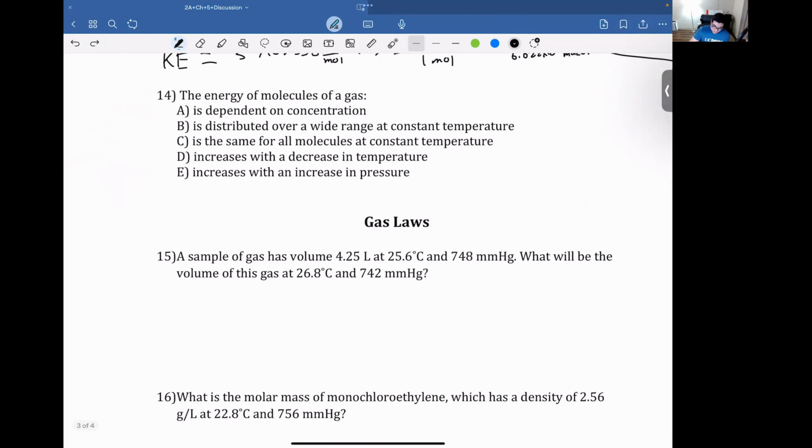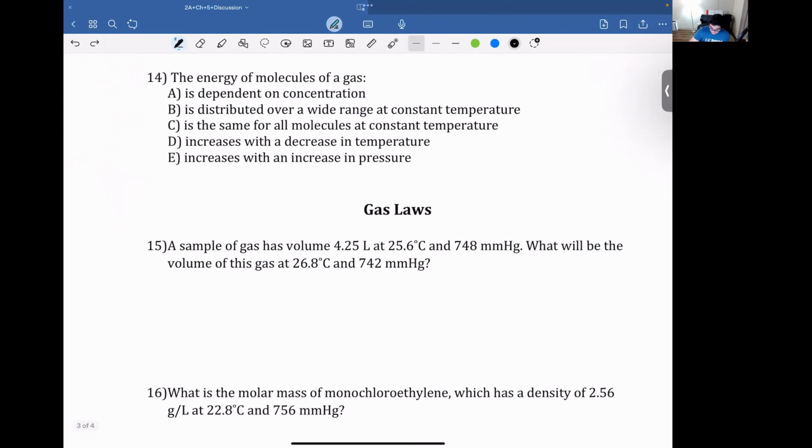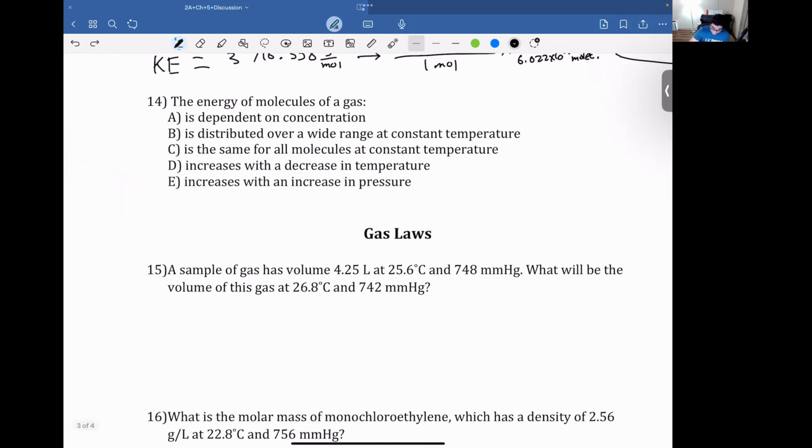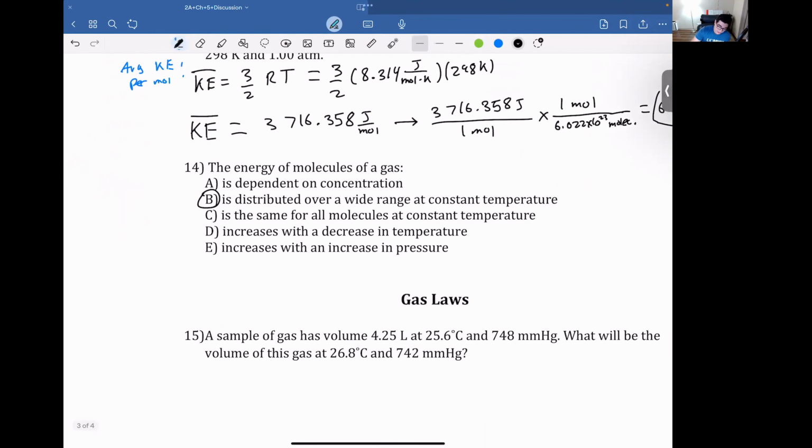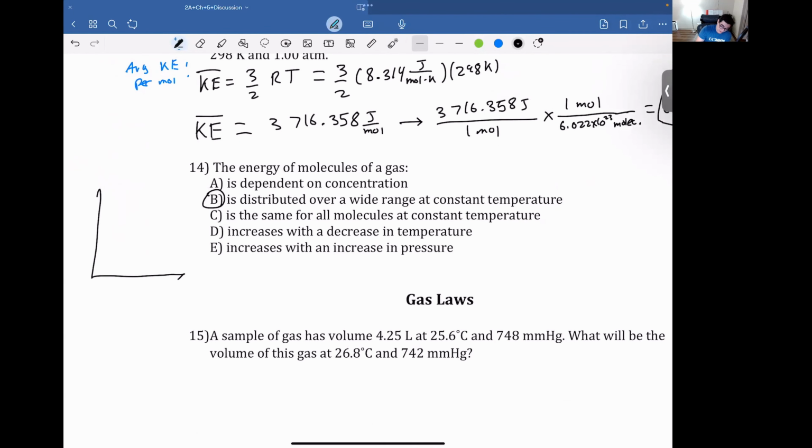All right, 14 says the energy of molecules of a gas is what? Dependent on concentration? We just saw the formula, so the average kinetic energy is just dependent on temperature. It says it's distributed over a wide range at a constant temperature. This is true. It's not the same for all molecules at a constant temperature. So C is not true. It increases with a decrease in temperature? That doesn't make sense. An increase in temperature is an increase in energy. And E, it does not depend on pressure at all. The way you can think of B is you have this Gaussian.